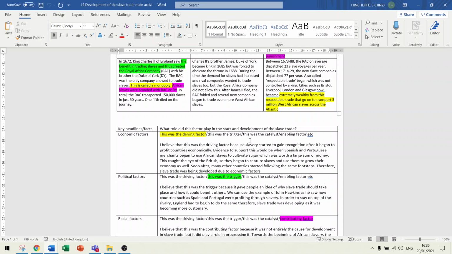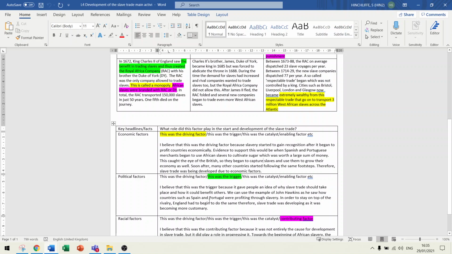And this was the line I particularly liked. This caught the eye of the British, who then began to capture their own slaves, and other countries started to follow in the same footsteps. So the slave trade developed due to these economic factors of other European nations wanting a piece of the action, really, a slice of the cake.